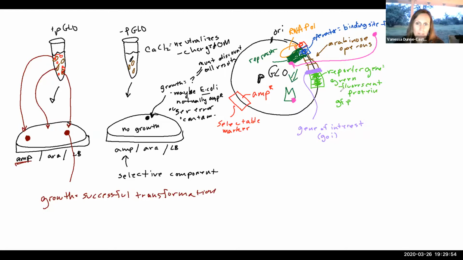So this is where that glowing comes in. With this plate, you would then put it under UV light, right? Where's my pen? There we go. You would then expose it to UV light.